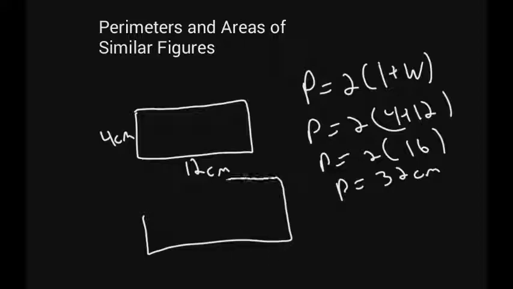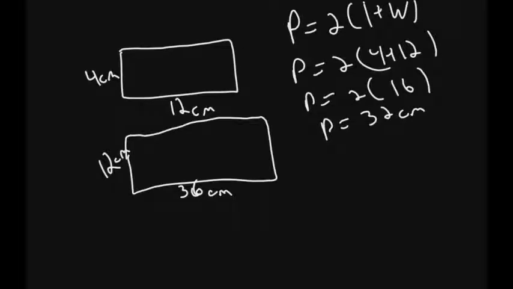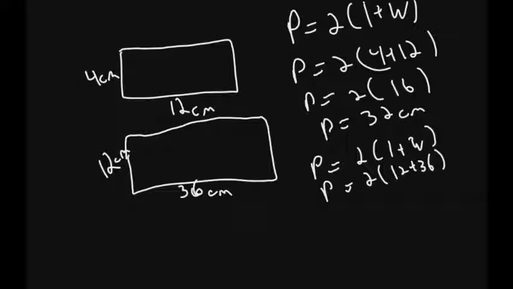Now, if we have a similar polygon, and let's say it's 3 times as big, we're going to make this rectangle 3 times as big. So 4 times 3 is 12, 12 times 3 is 36. Again, you do the same formula. Perimeter equals 2 times length plus width. So my perimeter equals 2 times 12 plus 36. 12 plus 36 is 48, and then 2 times 48 would be 96 centimeters.